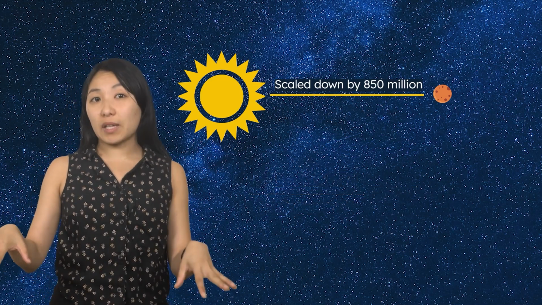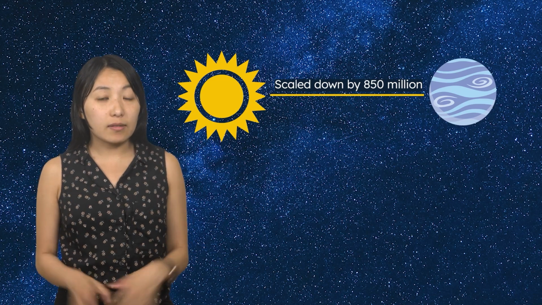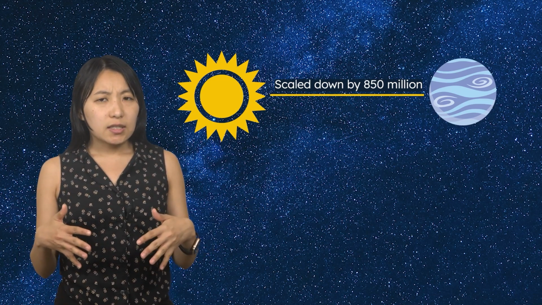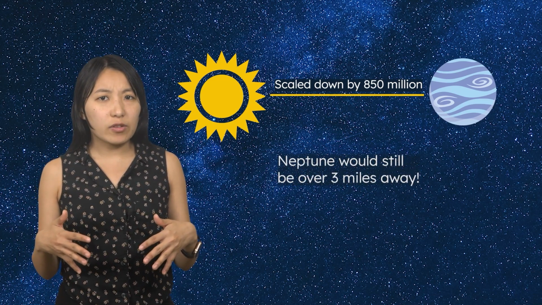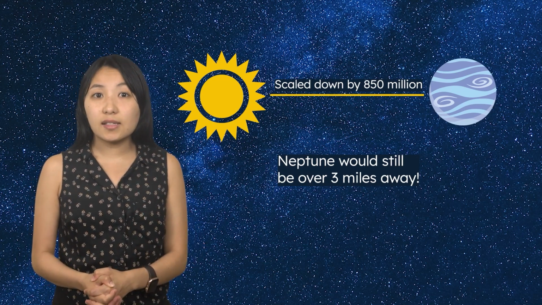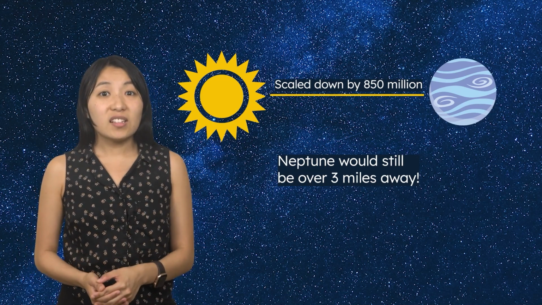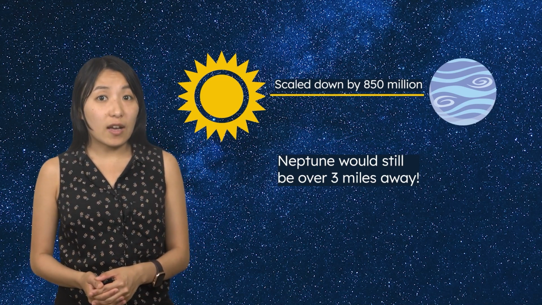What about the outer planets? Neptune is 2.8 billion miles from the sun. Scaled down, that's still over 3 miles away. Remember my earlier warning about how size and distance might need different scale factors? This is why. Suddenly, this model isn't looking so practical after all.